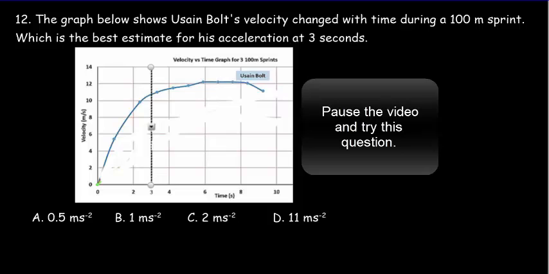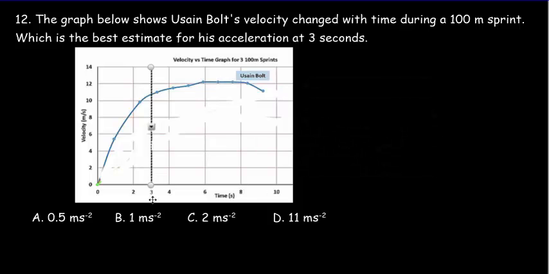Question 12, pause the video, try the question, come back for the answer. So what we need to do here to find out the acceleration at 3 seconds is to draw a tangent line right at 3 seconds here. Here's the 3-second point. So we need a tangent line there, and then we need to figure out the slope of that tangent line.